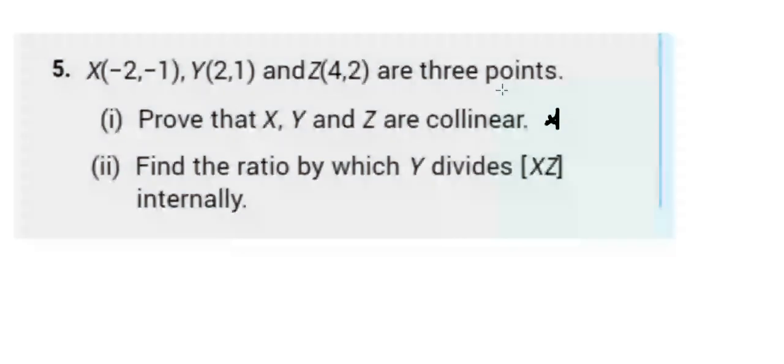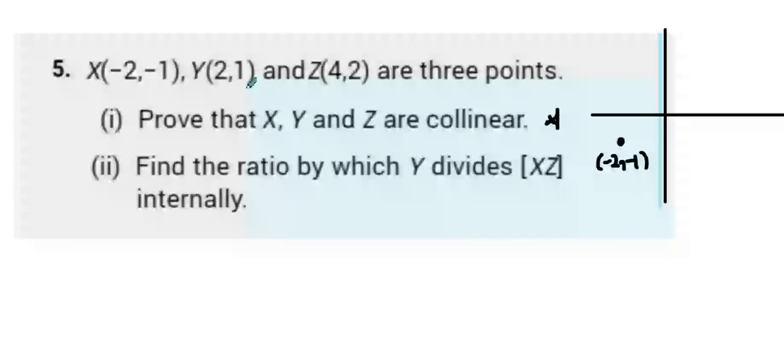You could draw them out and show that they all connect on the same line, couldn't you? It's one way of doing it. So we won't do it that way, but you could have -2, -1 down here. You could have 2, 1, which would be 2 across, 1 up, and the other one's 4 across, 2 up, and you would see that all 3 points actually connect on the same line.